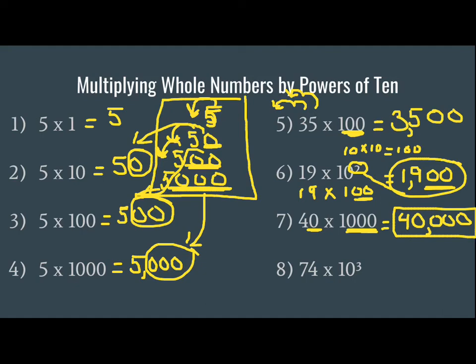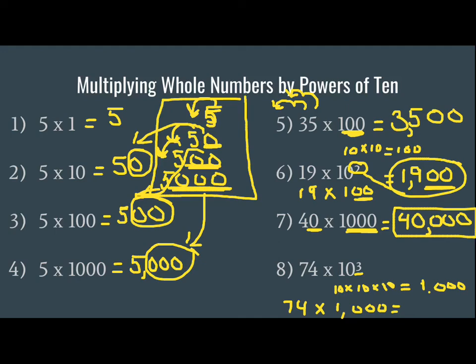All right, now number 8. 74 times 10 to the third power. Now the third power, all that is saying is 10 times 10 times 10, which we know is going to equal 1,000. So our problem is really 74 times 1,000.